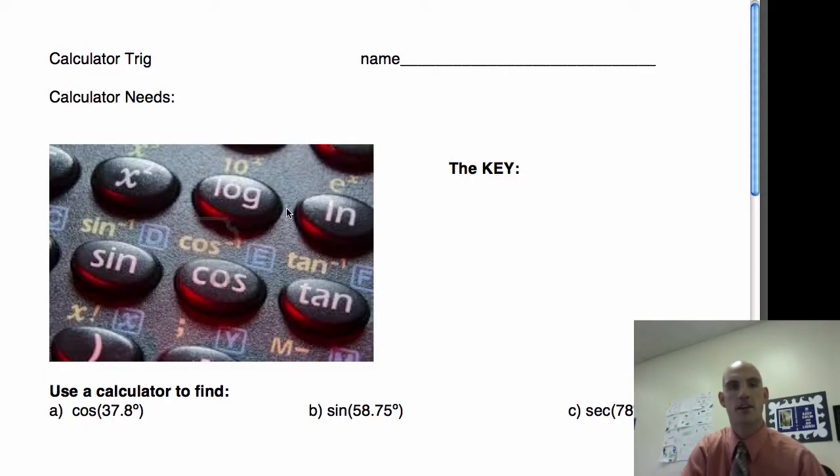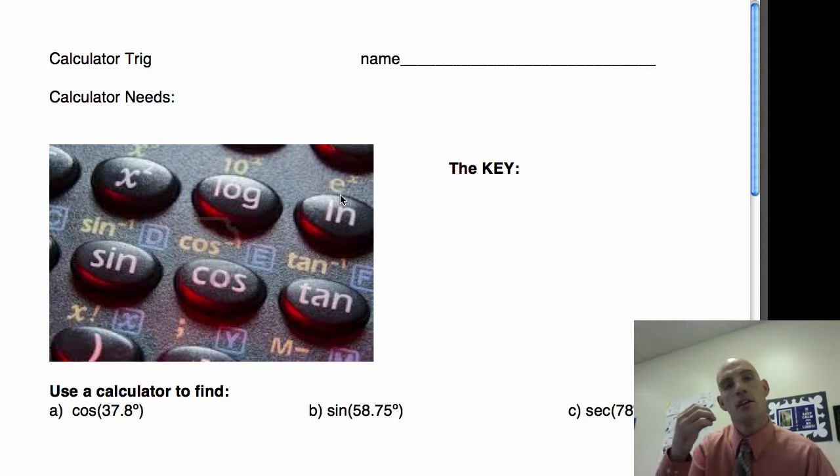Welcome back. Today we're going to talk about calculator trig, and I've put a picture up here about what your calculator needs to be able to do this. In order to do trig on a calculator, you have to have the sine, cosine, and tangent buttons. You have to have it. So whether it's a TI-83, TI-84, a TI-30, whatever it is, it has to have the sine, cosine, and tangent.